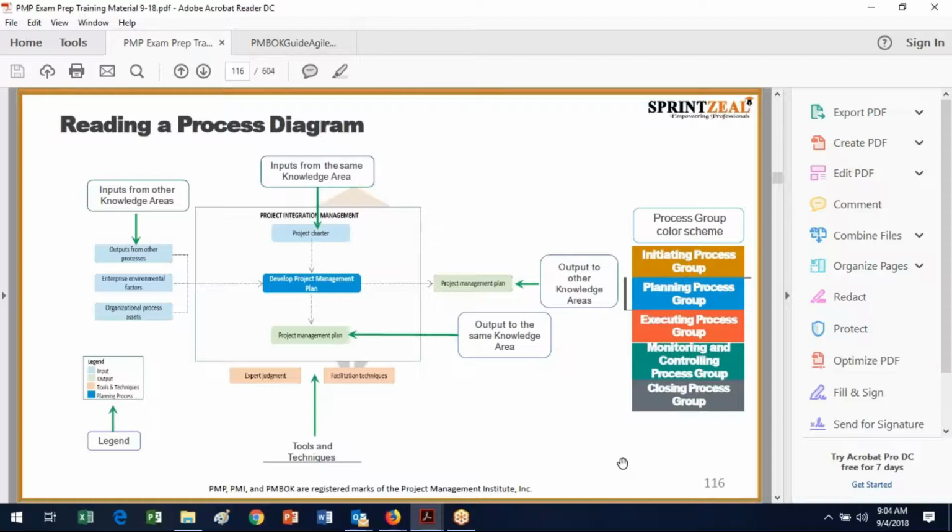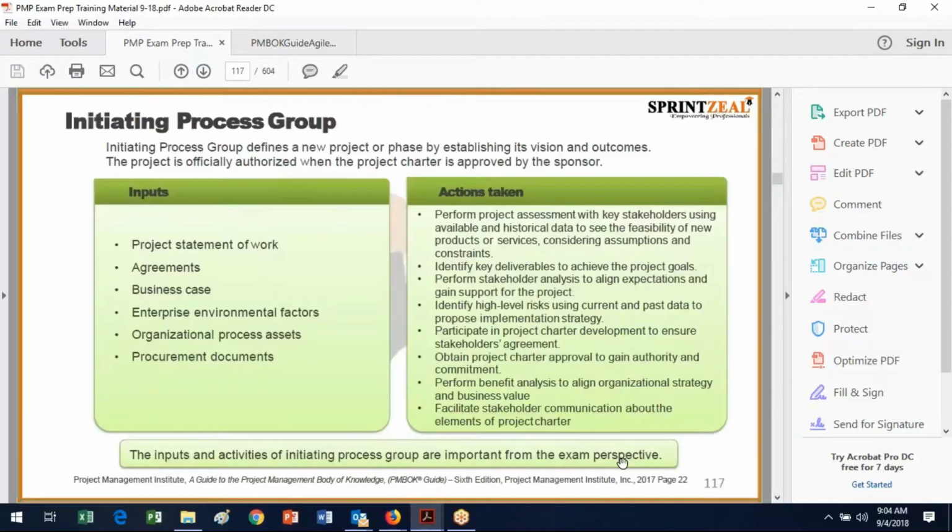And during the scope of the process itself, you're going to apply tools and techniques, and expert judgment gets applied a lot. Obviously, as a project manager, you want to put your brain in the loop, but you also have facilitation techniques, for instance, in this project integration management process. There's a color scheme, and this is just a Sprintzeal color scheme and not fundamental to PMI: initiating is in gold, planning is in blue, executing is in that orangey red, monitoring and controlling is sort of a greenish, and closing is in gray.